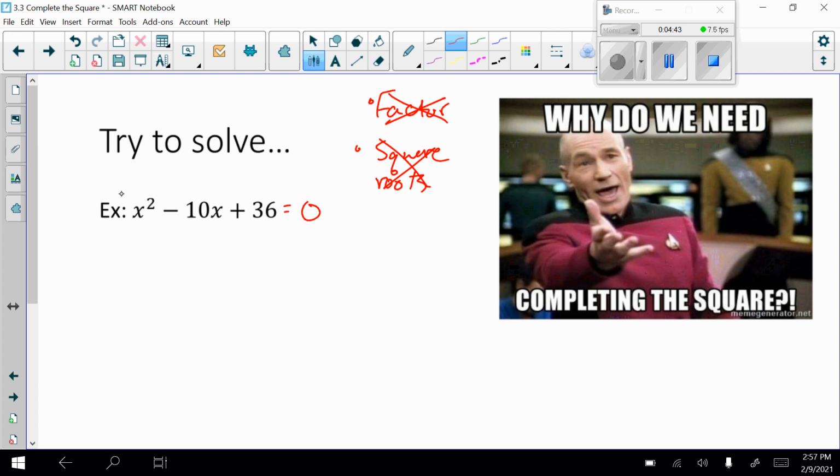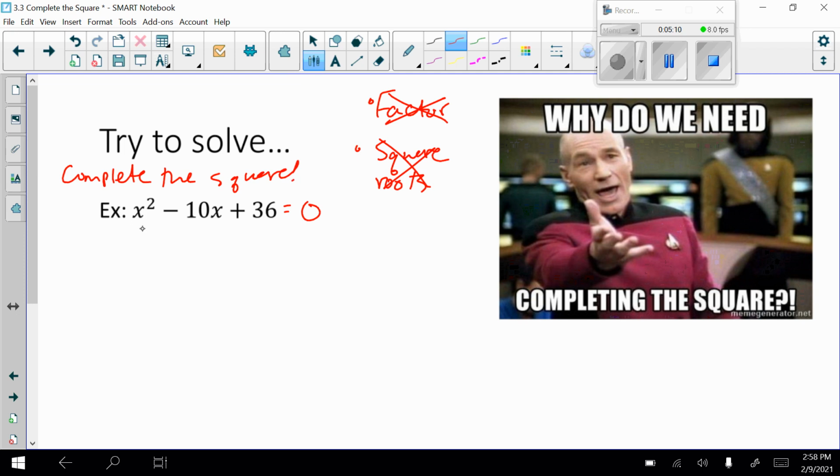Completing the square is pretty much always going to work for us. It's kind of a last-ditch effort when we can't factor and we can't use square roots. We can always use completing the square. So I'm going to walk you through this process. Follow along with me. It's kind of a long process, but I'm going to try to break it down and make it simple. We're going to complete the square to solve this equation since we can't factor or use square roots.